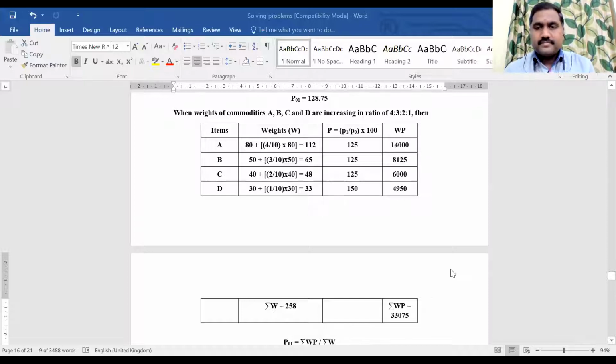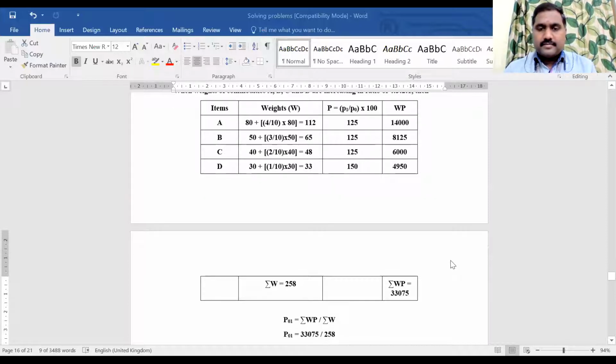Copy the final answer also. So this price index is for the new one. The previous price index, 128.75, is for the given problem. After bringing changes in the weightage value, we got the new price index value. Now they're asking what the change is. So 0.56 is the change.